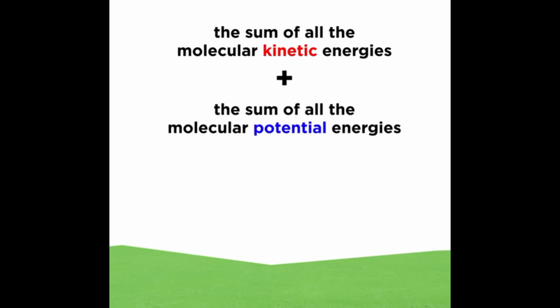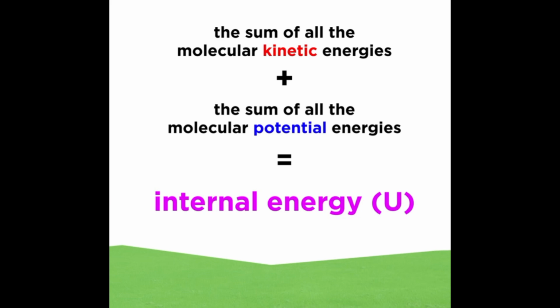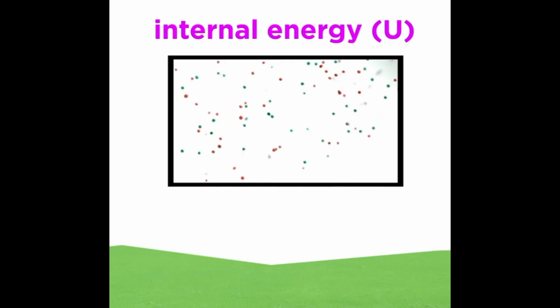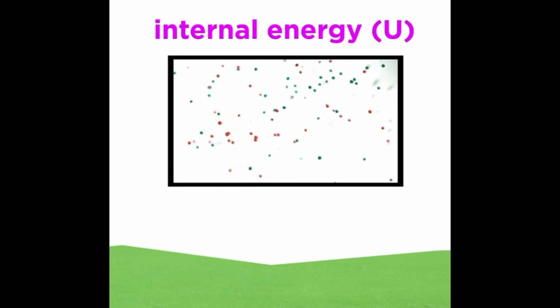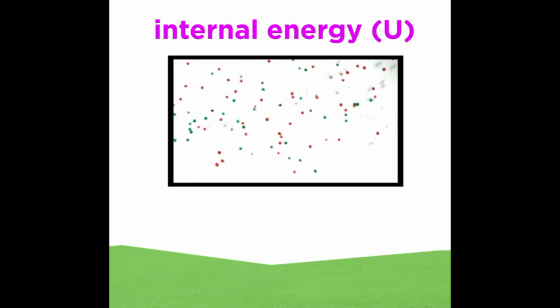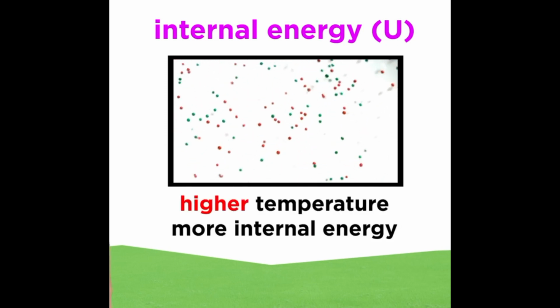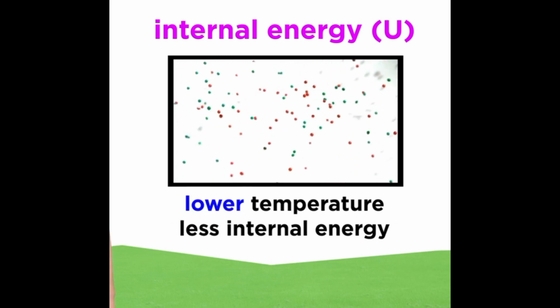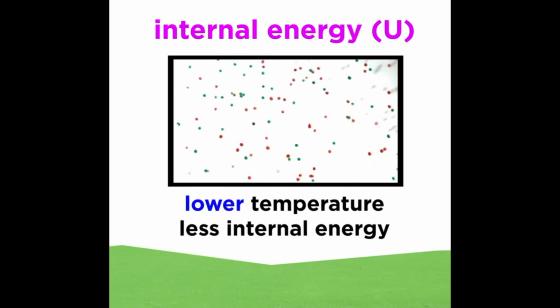The sum of all of these types of energy that are exhibited by the particles of a substance is called the internal energy of that substance, represented by an uppercase U. This is the energy associated with atomic motion, and it is a quantity that is directly proportional to the temperature of a sample. Higher temperatures mean more internal energy. Lower temperatures mean less internal energy.